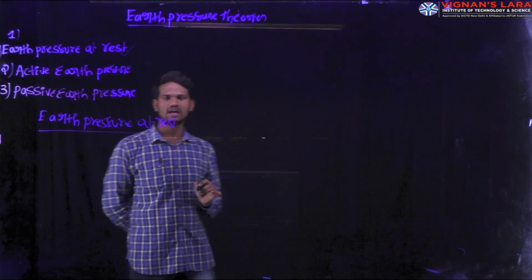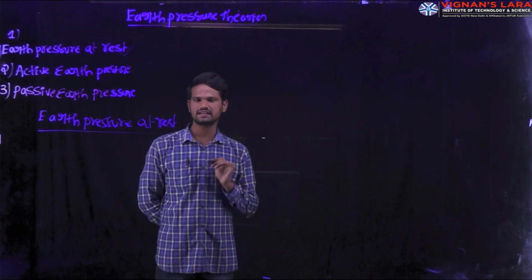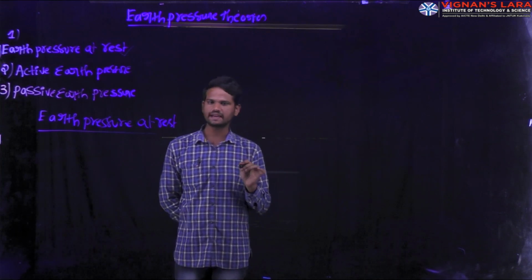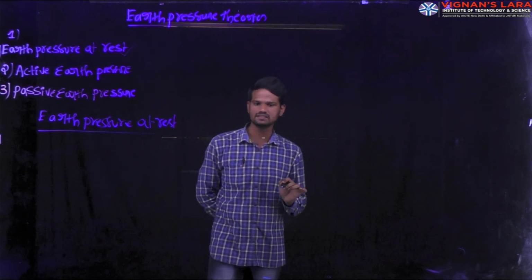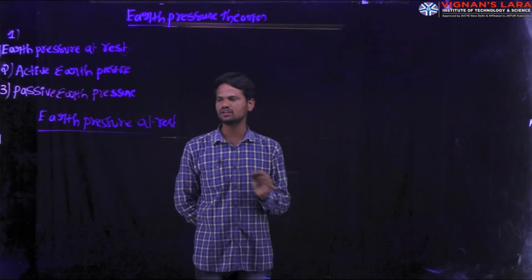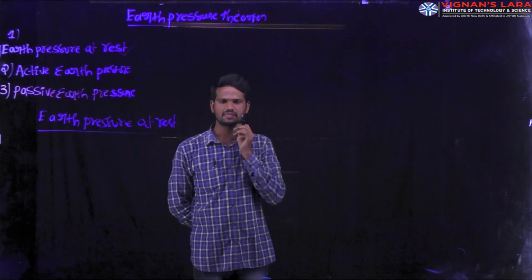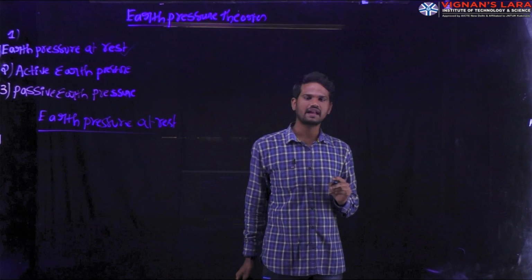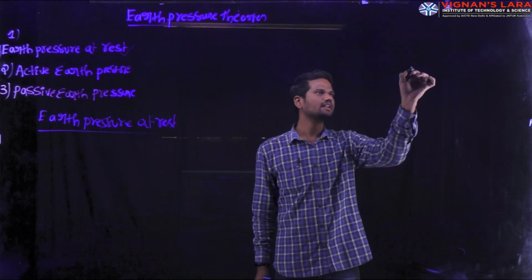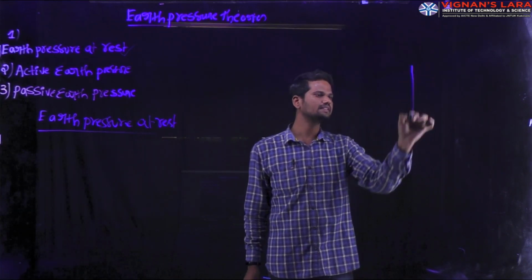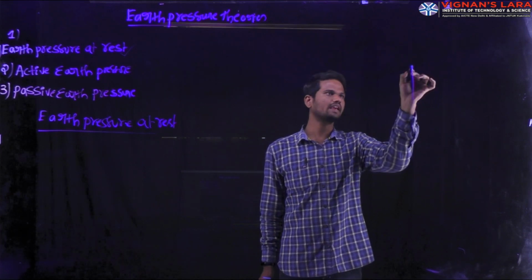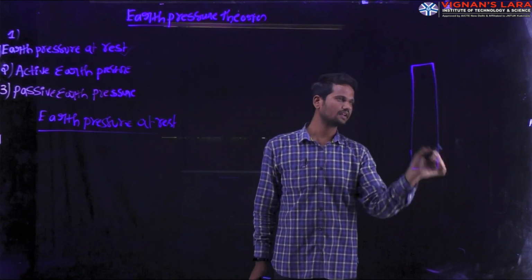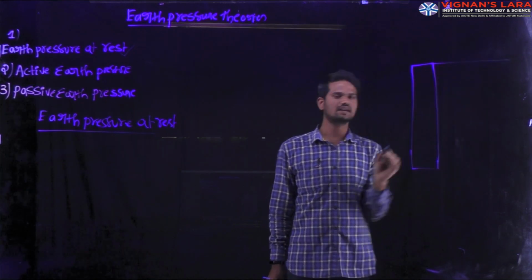That means the wall is rigid and does not yield in any direction. The pressure created by the soil on the wall is 0. In those situations we name it earth pressure at rest condition. For explaining this, I am considering one rigid retaining wall. See, this is the retaining wall and here this is the soil.